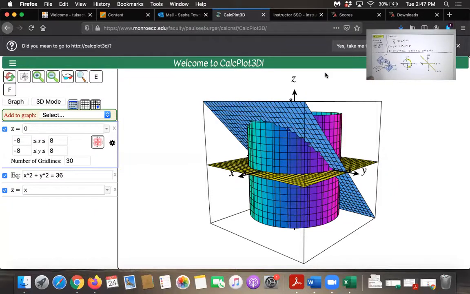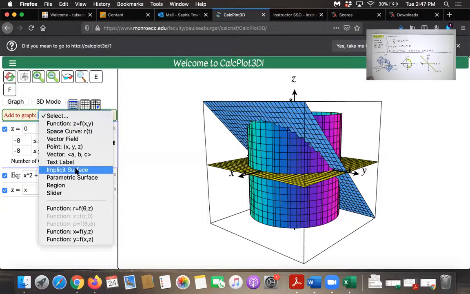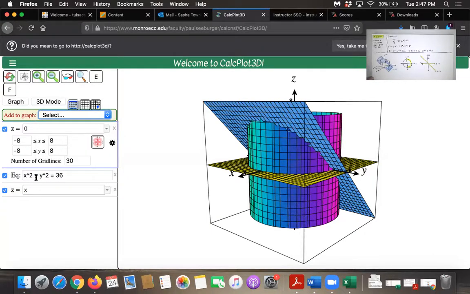So I hope you can see now what I was trying to get at. Here's my x-axis. My z-axis is going straight up. My y-axis is over here. I have graphed the relation, otherwise known as an implicit surface, x squared plus y squared equals 36.